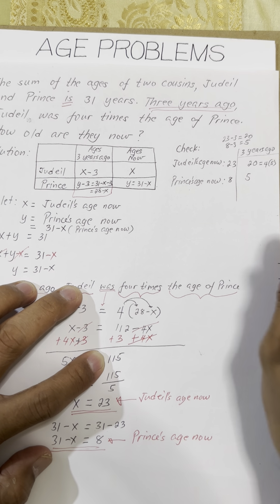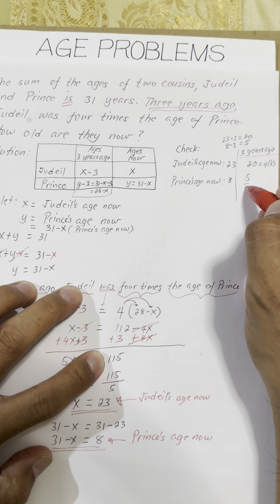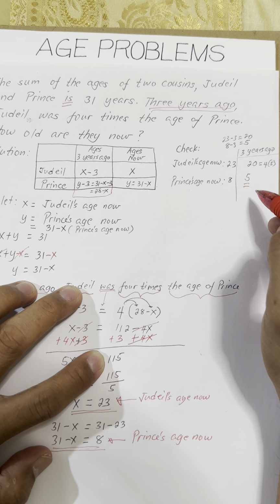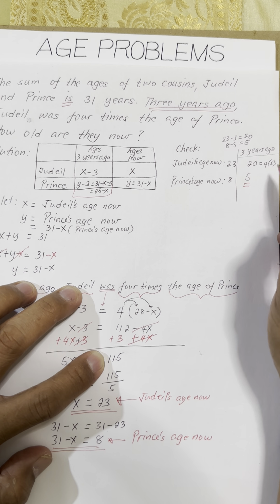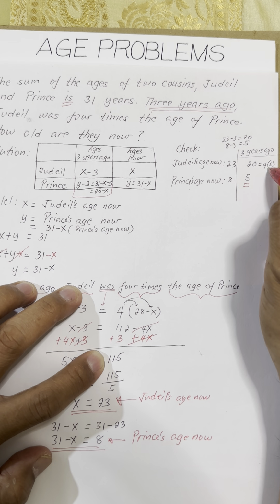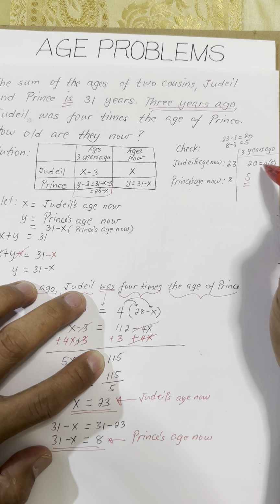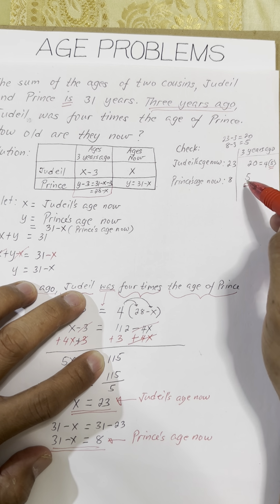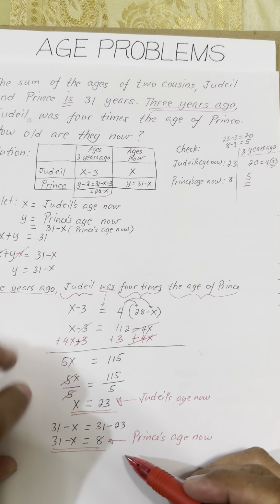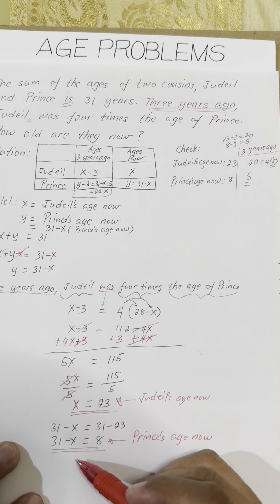So you see, Prince's age was 5 years old, 3 years ago. And if you look at this, 20 is just 4 times 5, right? 4 times 5 is 20. So it means that Judel was really 4 times the age of Prince 3 years ago. So it means that our calculated values here are correct.